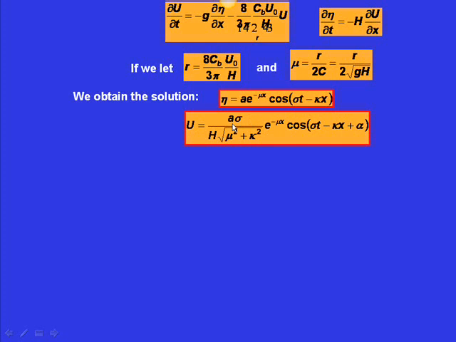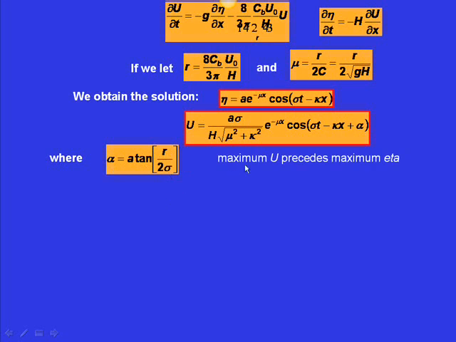The current is similar to the expression before, but we have this e to the minus mu x and this factor in the denominator. And also this phase lag between eta and u. That phase lag is equal to the arctangent of the linearized friction coefficient over twice the frequency of the wave. So what this tells us is that the maximum current precedes the maximum surface elevation.